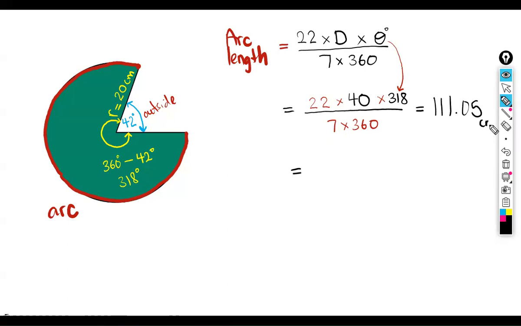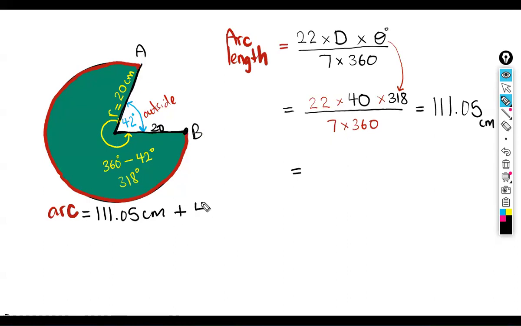111.05 centimeters. So the curved part was 111.05 centimeters. But I'm asking you to find the perimeter. So when you run from A all the way to B, you still have to run from B to the center and then from the center to A. So you run 20 plus another 20.